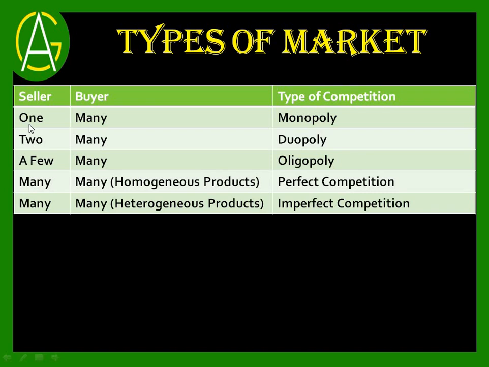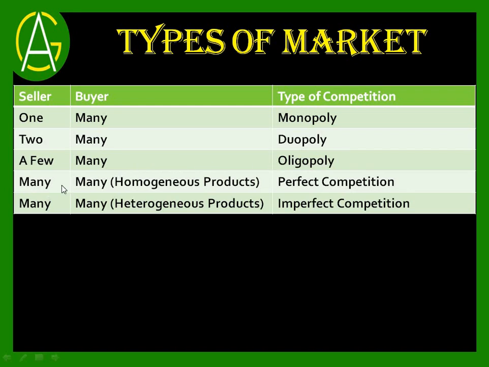That means when there is only one seller and so many buyers, this form of market will be termed as monopoly. When there are two sellers and so many buyers, this is termed as duopoly. When there are a few sellers and many buyers, this is known as oligopoly market.